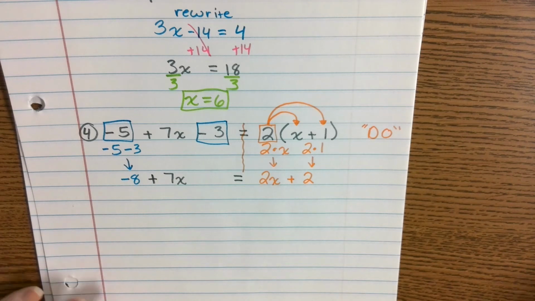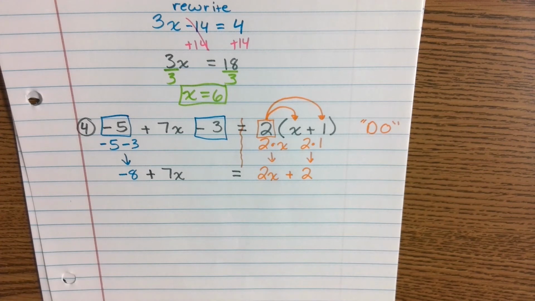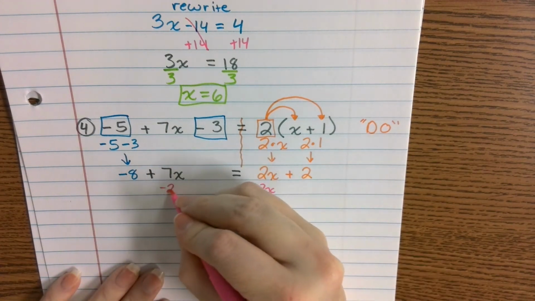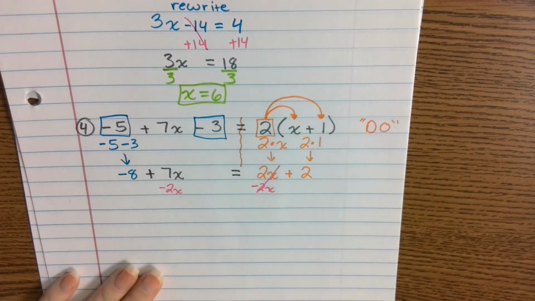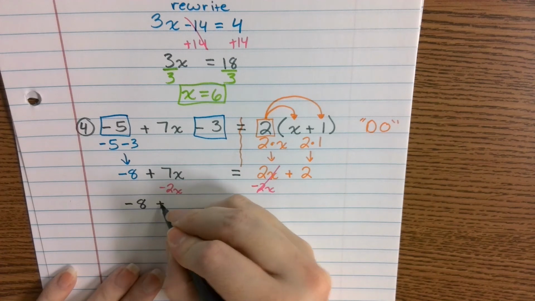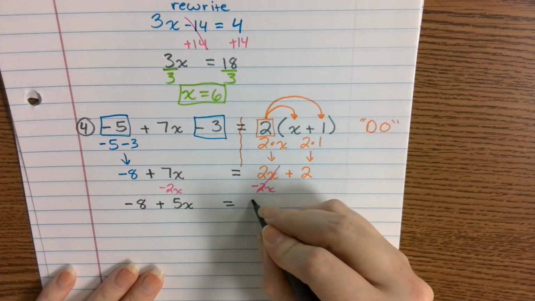Okay? Now, first things first, which variable am I going to move? Omar. 2x. It's my smaller one. Let's subtract 2x from both sides. Okay, that leaves me with negative 8 plus 5x is equal to a positive 2.